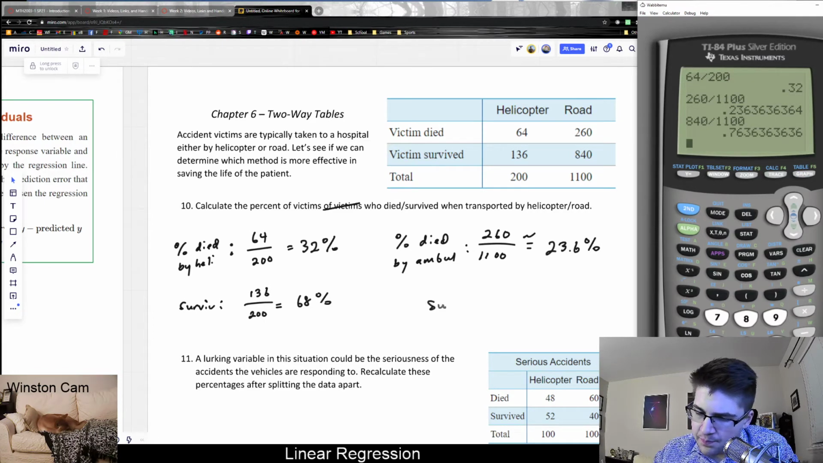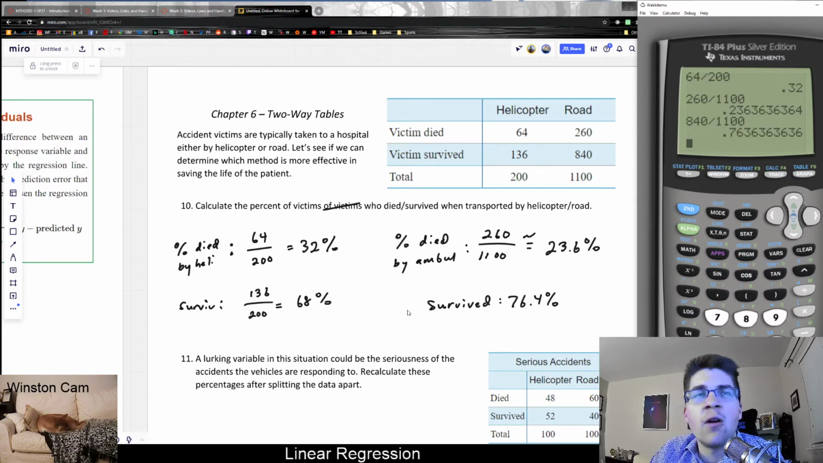So roughly, we have a survival rate of 76.4%. And of course, a higher survival rate is better because we want more people to live. So now we have grounds for comparison between a helicopter and an ambulance. This is a little bit interesting, because our conclusion might be that it's safer to take an ambulance than a helicopter to the hospital, because you're more likely to survive on a percentage basis.